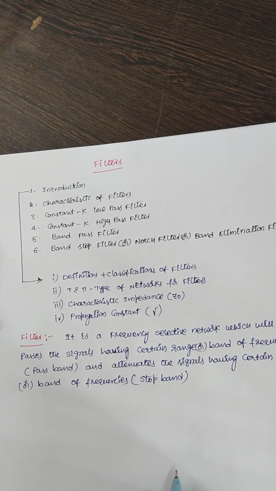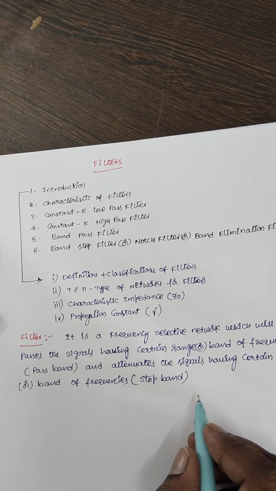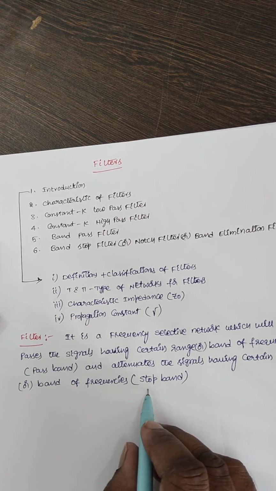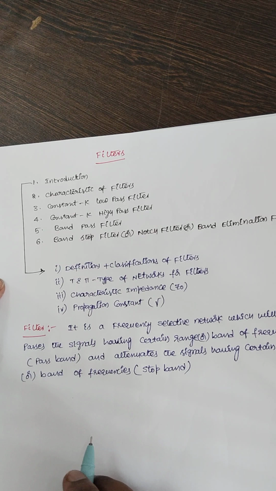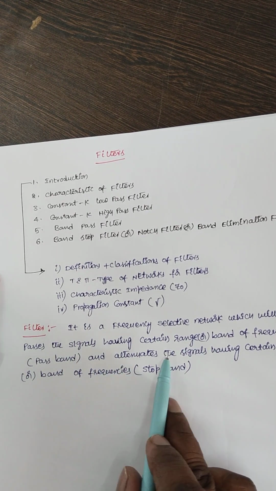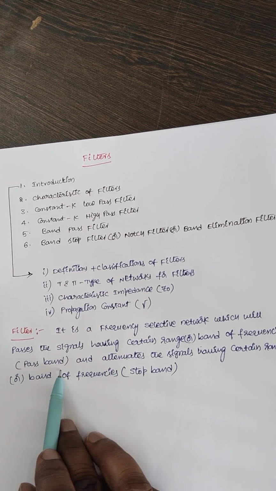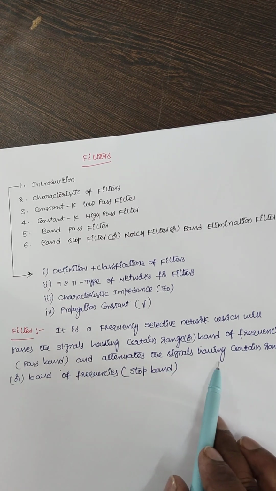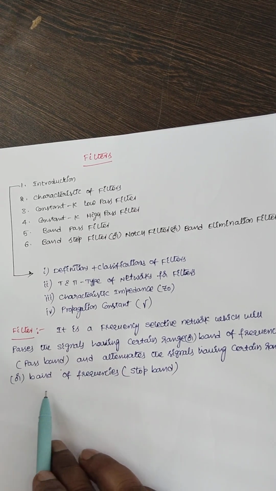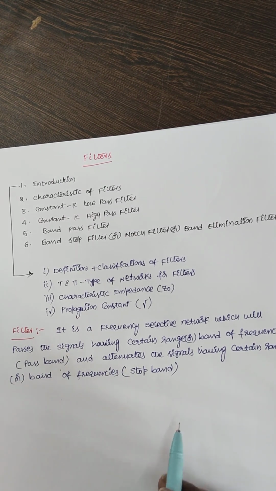Attenuation means reducing the strength of the signal. Amplification means increasing the strength of the signal. Here attenuation means reducing the strength of the signal, meaning we are eliminating those signals. So it is a frequency selective network which will process the signals having a certain range of frequencies, that range is nothing but the pass band, and attenuates the signals having a certain range or band of frequencies, nothing but the stop band.